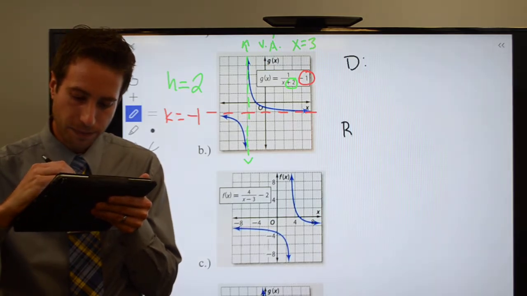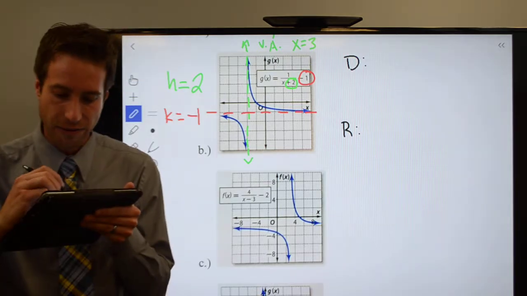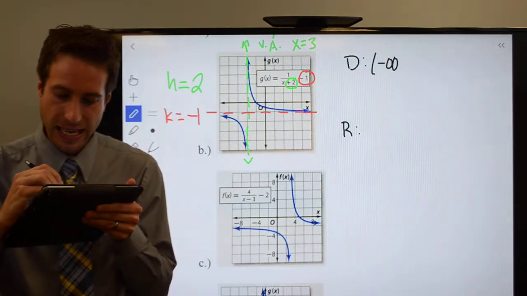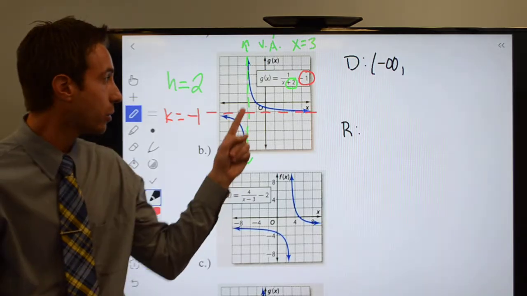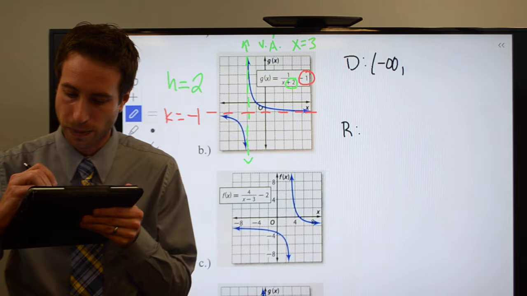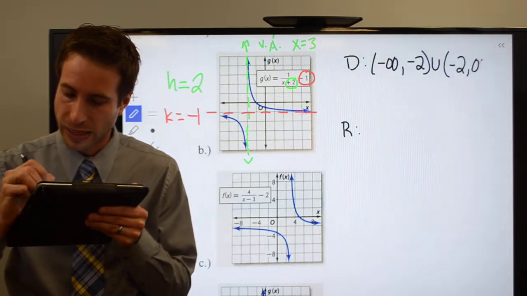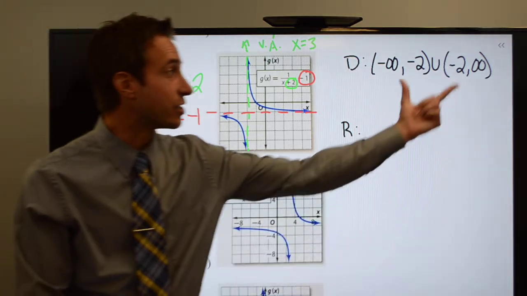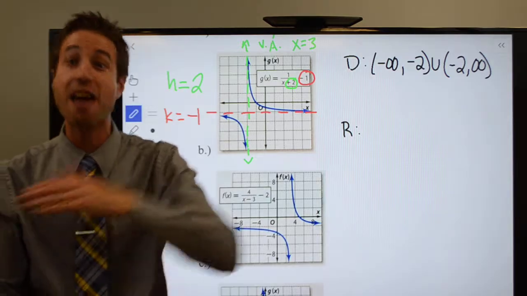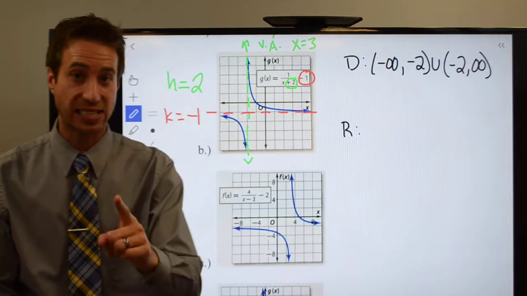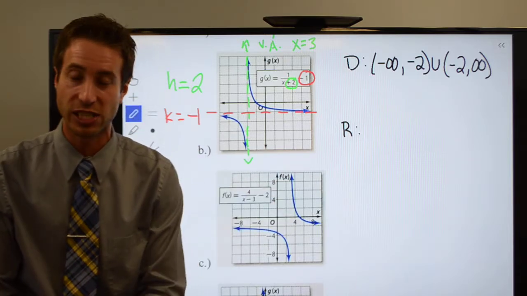So domain, we read left to right. Left is -infinity, and the only thing that is not allowed is the vertical asymptote, which occurs at x equals -2. So -infinity to -2, union -2 to infinity. What this tells me is the domain is all real numbers, -infinity to positive infinity. Everybody is allowed except -2. And you use parentheses to tell me that -2 is not included.